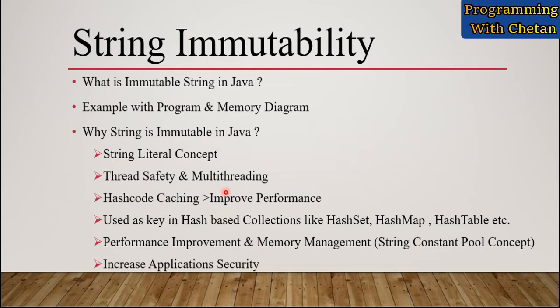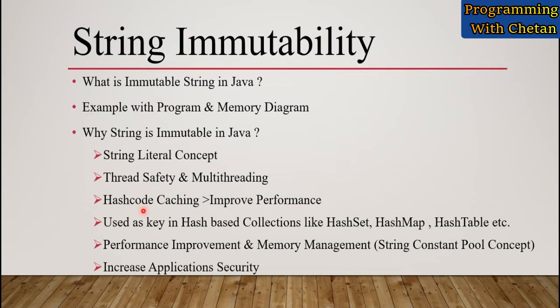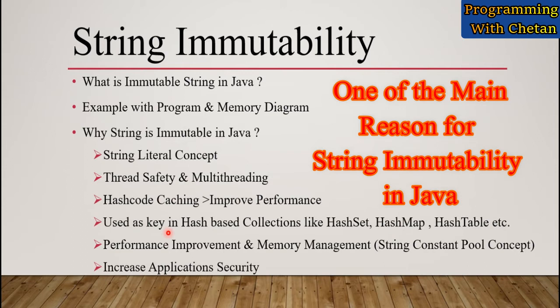Now let us discuss our next point, which is a very important point, and it will prove why string is made immutable. Because of the string immutability concept, we can use a string object as a key in hash based collections, that is HashSet, HashMap and HashTable. So let us try to understand this concept with the help of a program and a memory diagram.